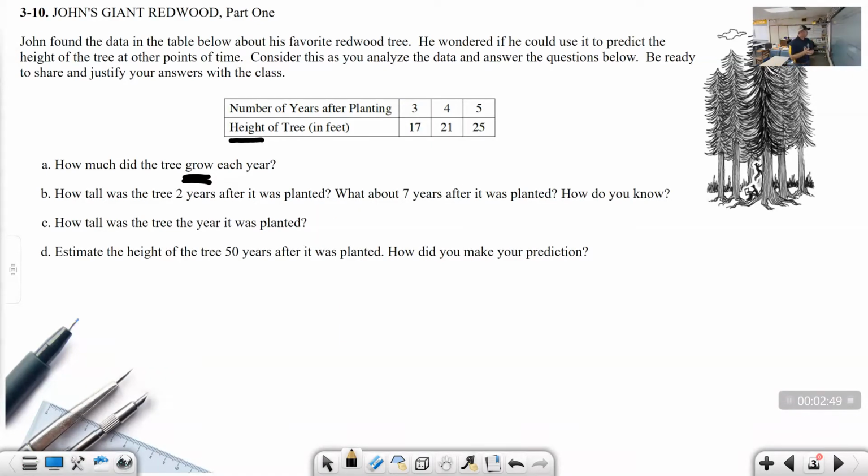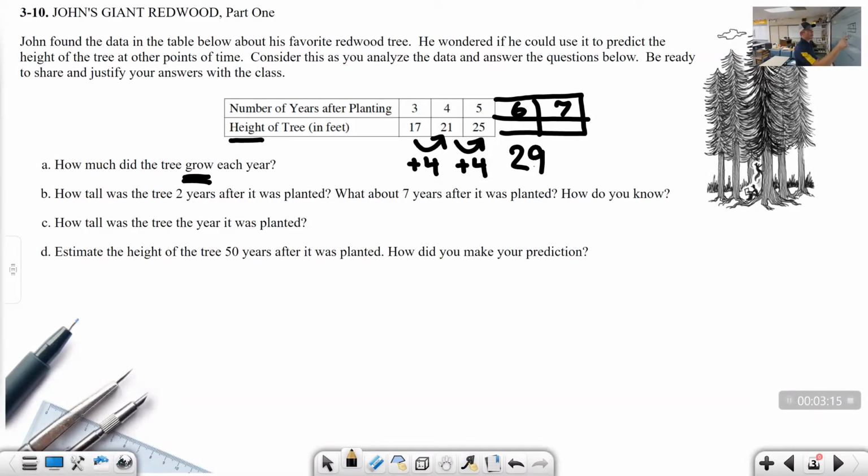Problem letter B. How tall was the tree 2 years after it was planted? And this is going to be really helpful if you go ahead and complete the table. If you have a table that comes out here, and you know 6 and you know 7, then you can use the growth of 4 to go ahead and grow it up. 25 plus 4 is 29. 29 plus 4 is 33. That's growing the table up.